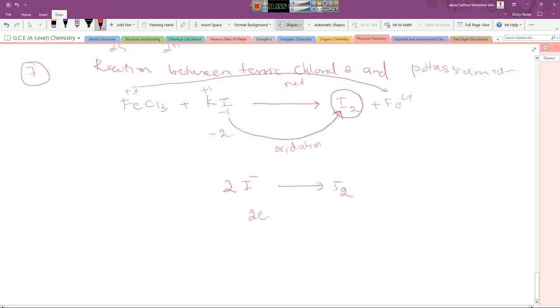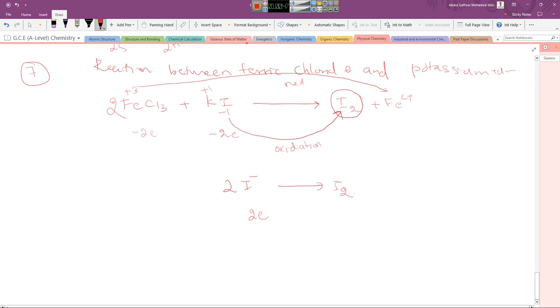So minus 2 electrons, and here we have Fe3+ becomes Fe2+. So Fe3+ has lost one electron, but in order to make I2 we need to lose two electrons. The only species losing electron is Fe3+, so we should have two FeCl3 here. This is also negative 2e.